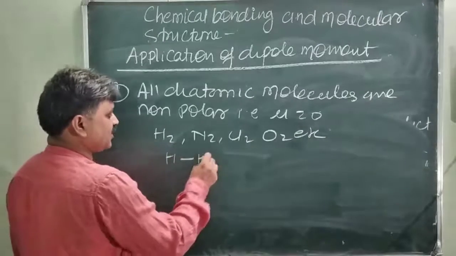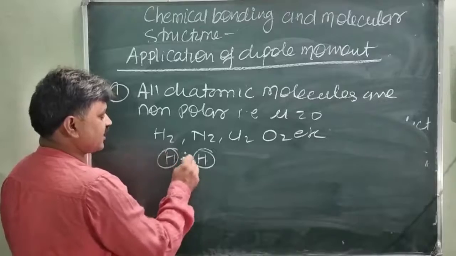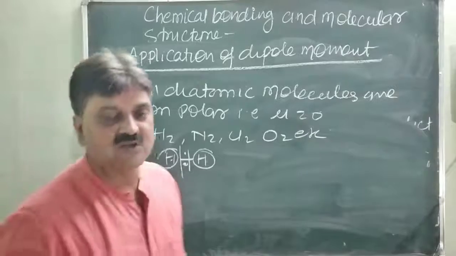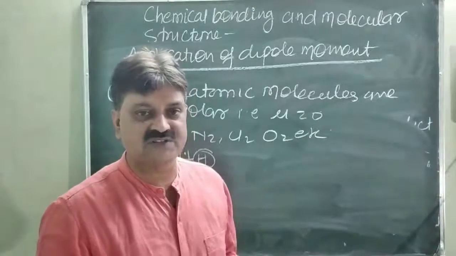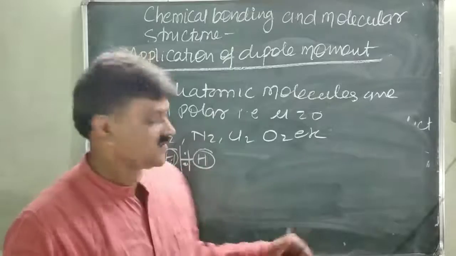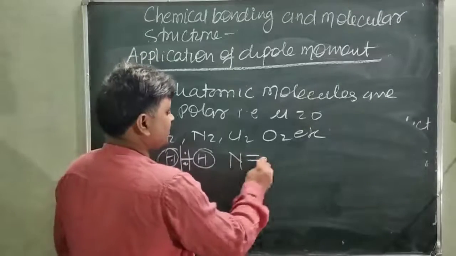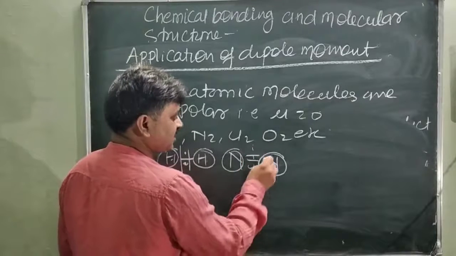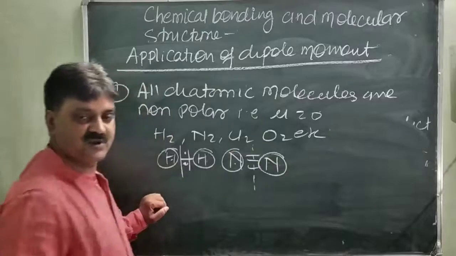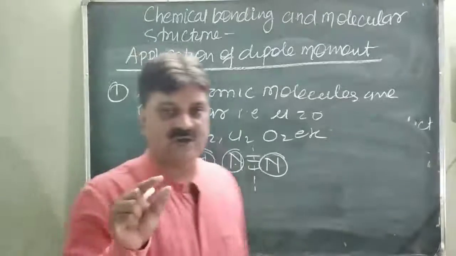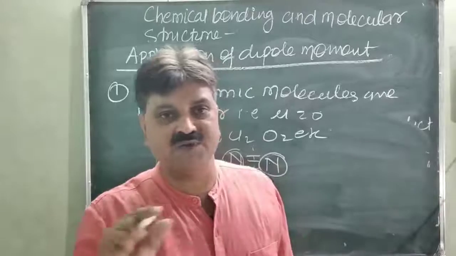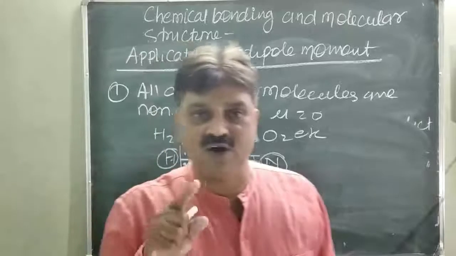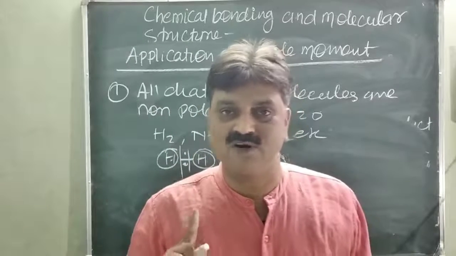Because the bonded atoms have the same electronegativity, the electron is present in between both the atoms. There is no movement of electron, no polarity, so dipole moment is 0. The product of distance and charge becomes 0 because the charge value is 0 here. Similarly, in nitrogen, both atoms have the same electronegativity, so the electron is always present in between both nuclei, so it is also non-polar. So all diatomic molecules having the same electronegativity will have 0 dipole moment, and 0 dipole moment means it is a non-polar molecule.